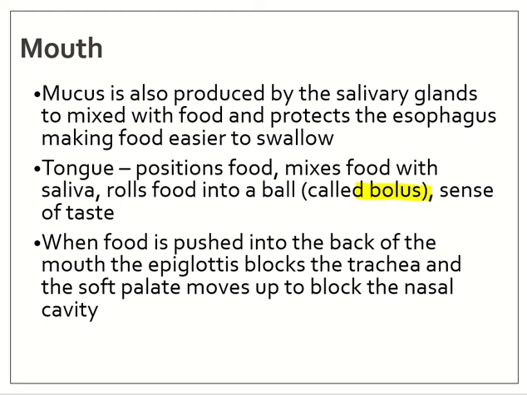But we don't want that food going into the trachea because that's getting into our lungs. So how do we prevent that? What does our body have that prevents that? That's going to be the epiglottis, and it prevents food from getting into your trachea.